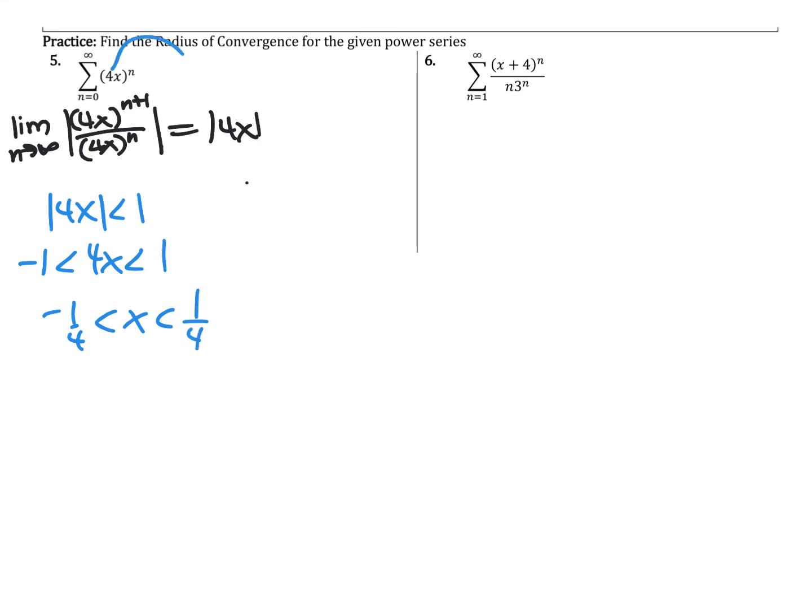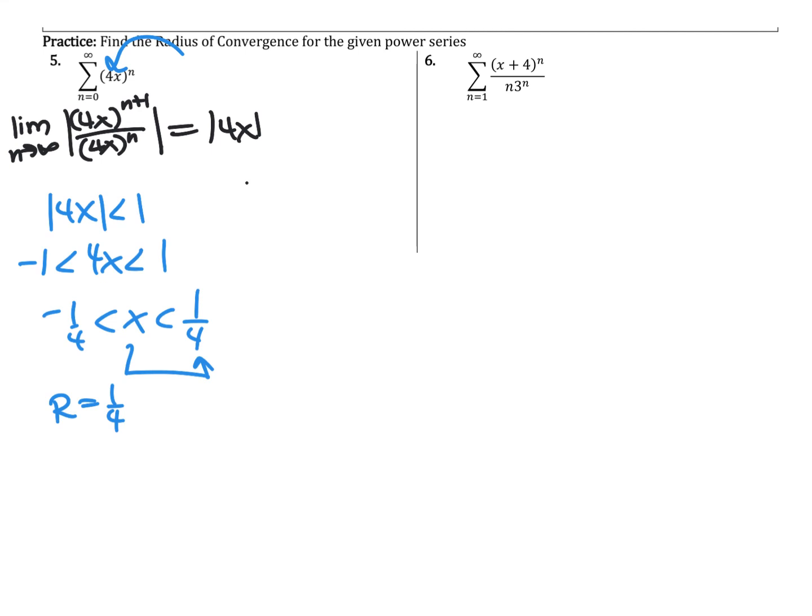This is centered at 0, since there's no x minus quantity, which would make it centered somewhere else. How far is it from 0 to 1/4? Well, that is a length of 1/4. So our radius of convergence is 1/4. It's the distance from the center, which in this case is 0, to the outside of the interval in either direction.